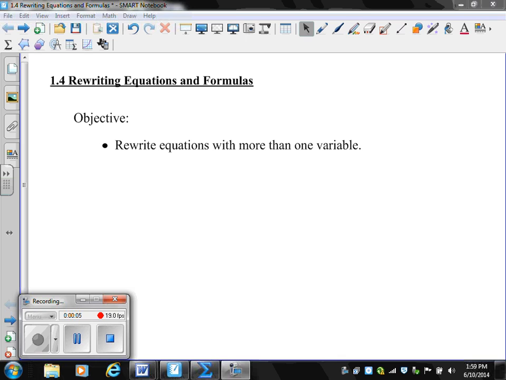This is for section 1.4, rewriting equations and formulas. And the objective today is going to be to do just that, rewrite equations with one or more variables. So again, you should have the title, you should have the objective written down, and you should have all these problems that we do here, including the ones I asked you folks to do on your own.